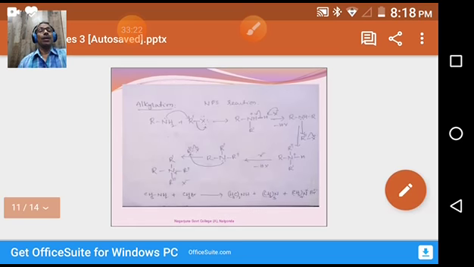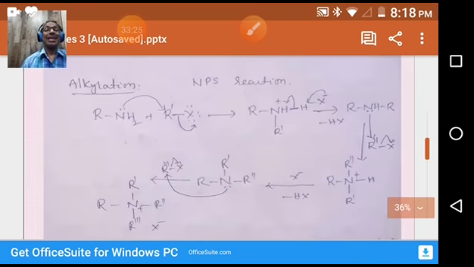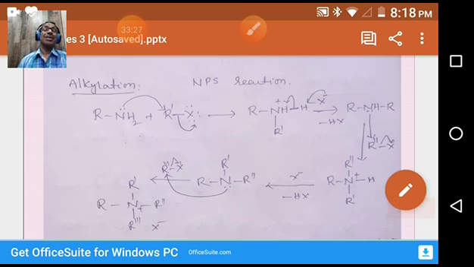Coming to the chemical properties, alkylation. So what is alkylation? When amines react with alkyl halides, they give different alkylated products: secondary amine, tertiary amine, and finally an ammonium salt. What is happening in this reaction? In each step, one hydrogen is replaced by an alkyl group. So actually it's a nucleophilic substitution. In the net reaction, the hydrogens are sequentially, stepwise, substituted by alkyl groups.